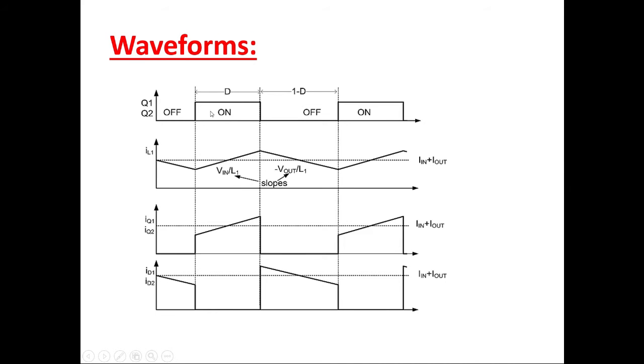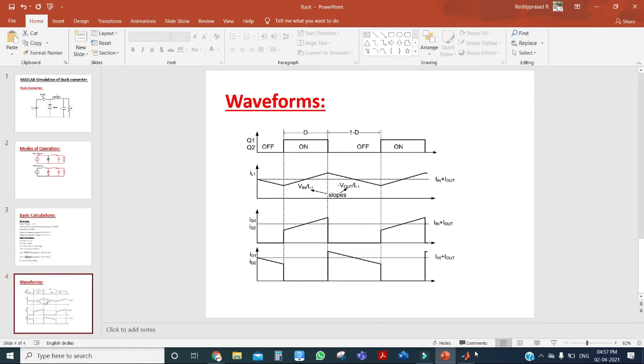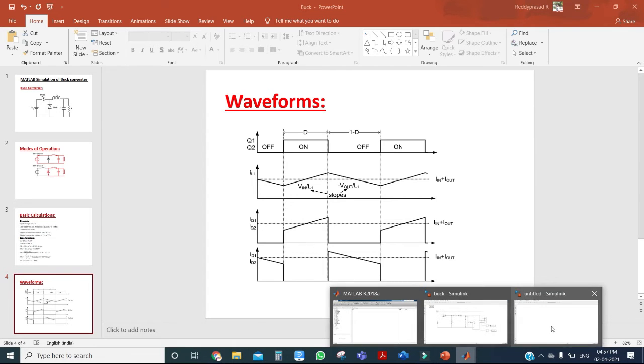If you observe the waveforms, during the on state, the inductor is going to charge with the slope of this value. When the switch goes to the off condition, the inductor is going to discharge with a slope of this value. Okay. Now we can go for the MATLAB simulation of the buck converter.